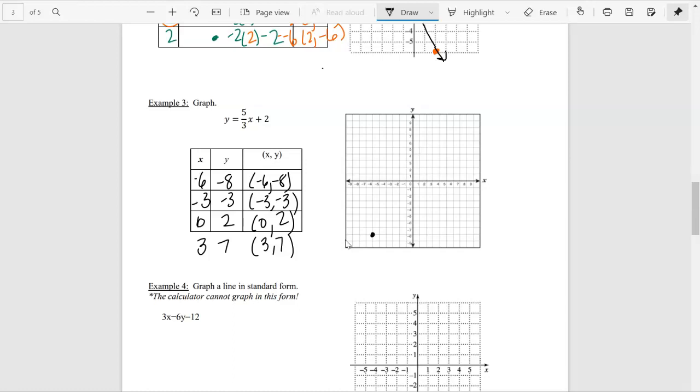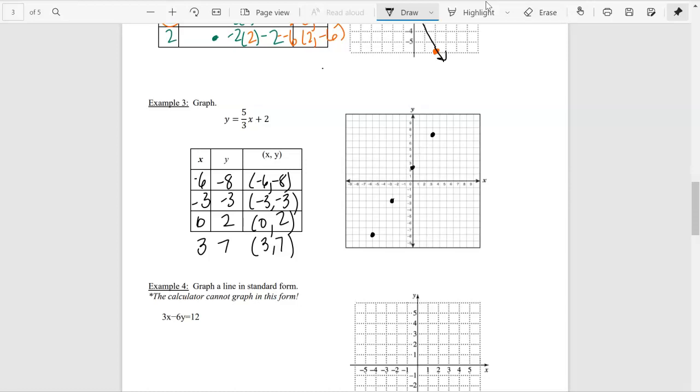-3, -3. Walk to -3, go down to -3. And I'm counting this. It looks like it's -4, but -1, -2, -3. So it looks like I did that wrong. -1, -2, -3 is going to be right here. This is a little bit misleading over here, this -3. Then 0, 2. Walk to 0, go up to the second floor. 3, 7.